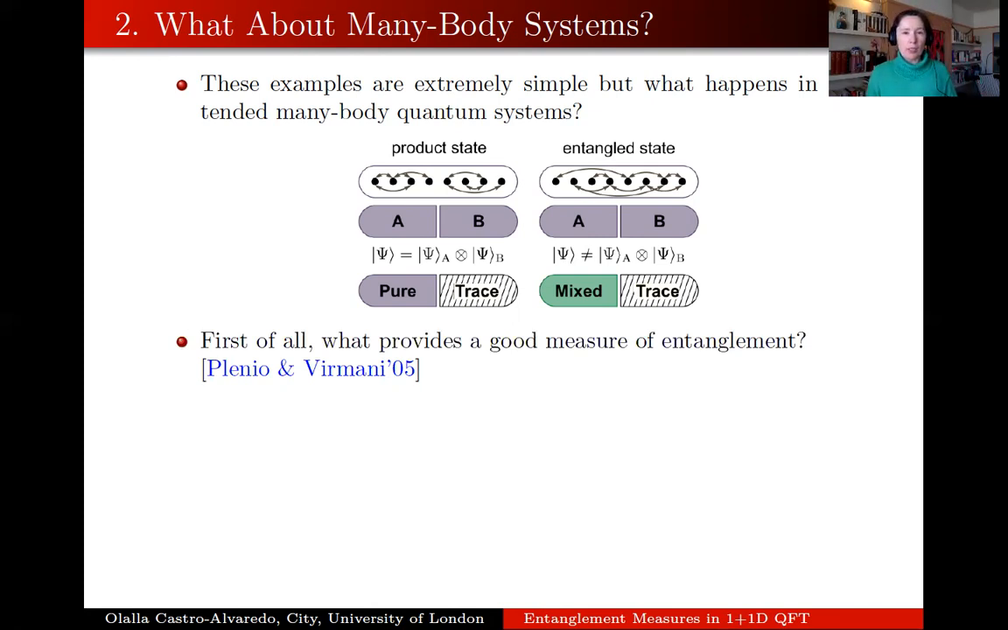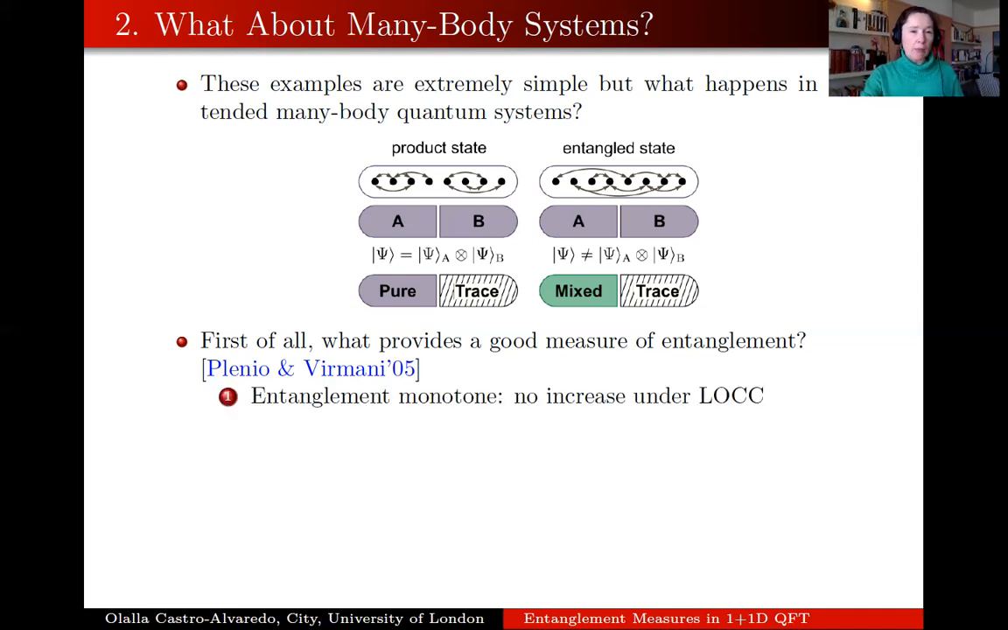We still have to ask, mathematically speaking, what provides a good measure of entanglement? So the intuition is there, but how can we define mathematical functions that would differentiate between the state on the right and the state on the left? A good review of that is the one I quote here by Plenio and Virmani. This is very nice because they talk about all sorts of measures of entanglement, which I won't discuss here. And they talk about their particular properties and why they are good at measuring the entanglement of certain kinds of states.